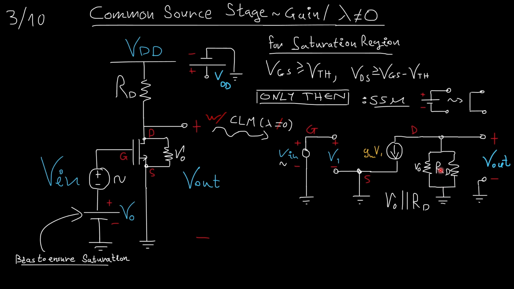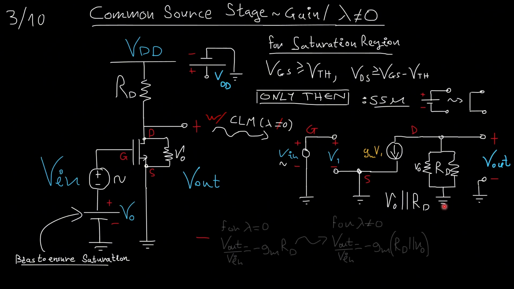So I noticed that because there is no resistance tied between the source and the ground, the RO that I've connected between here and here and the resistance RD between here and here are actually in parallel. So, as we explained before, the previous relationship we had between the Vout over Vin and gm RD now transforms into this. RD must be in parallel to RO.